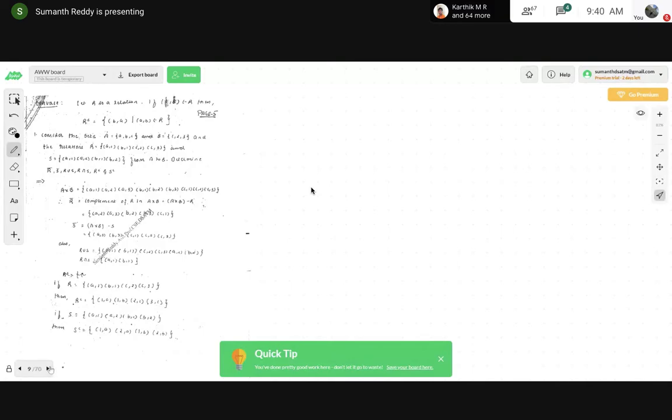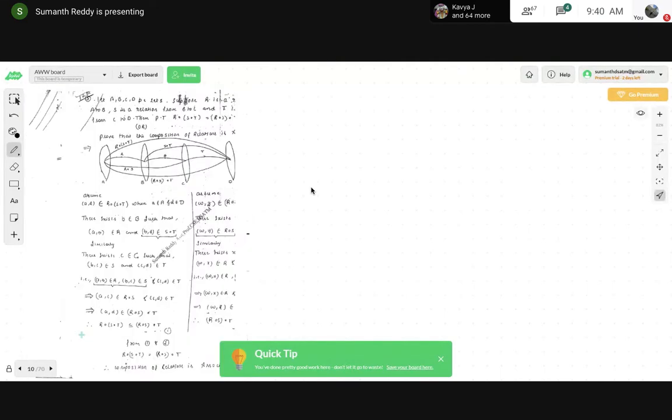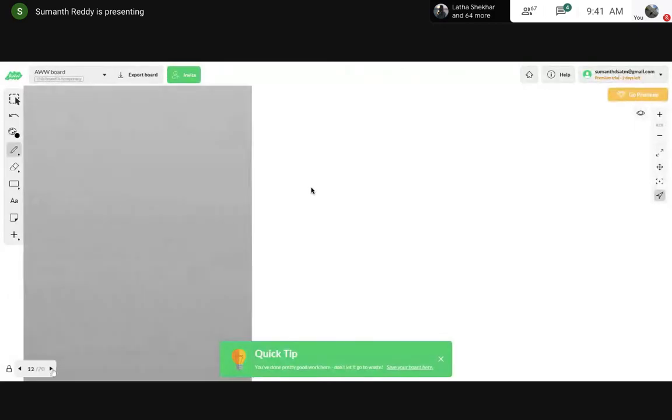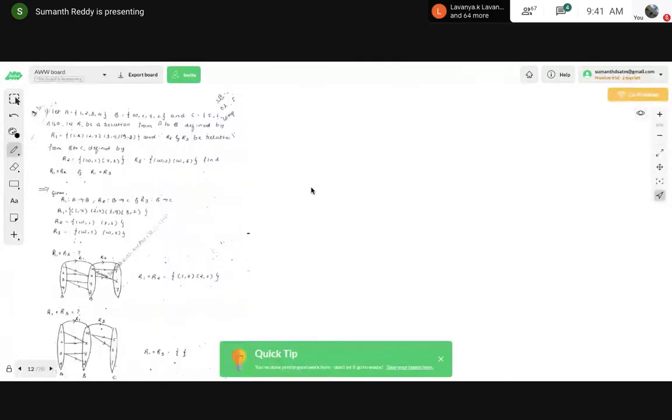Okay, and the different operations that we can perform, like union, intersection, converse, complement, this also we have discussed. And this theorem also, right? I have explained it to you, right? That composition of a relation is associative. This theorem you can refer to. Next, composition of relations problems. A few problems I have given.